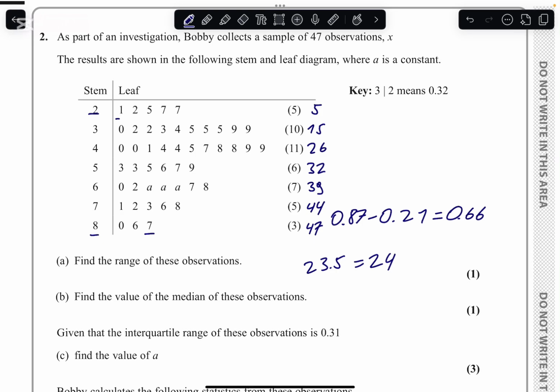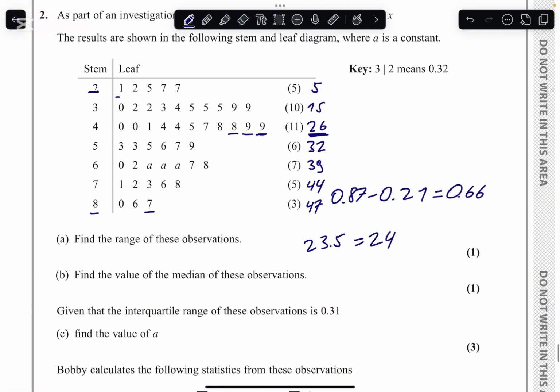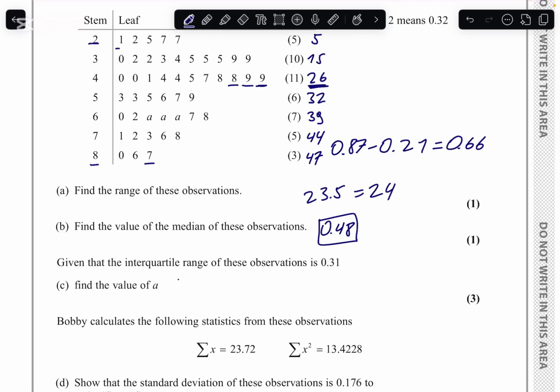And we need to find the 24th value, so it's in this range here. So this is the 26th value, this is the 25th, and this is the 24th. So we get 0.48 for the median value. In part C, we are told that the interquartile range of these observations is 0.31, and we need to find the value of A.